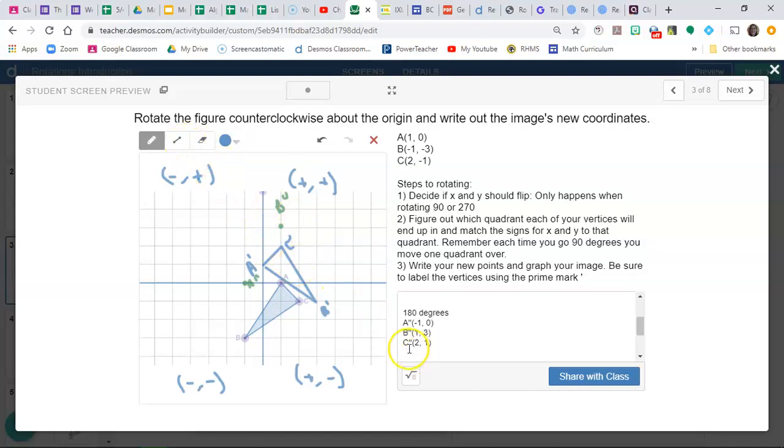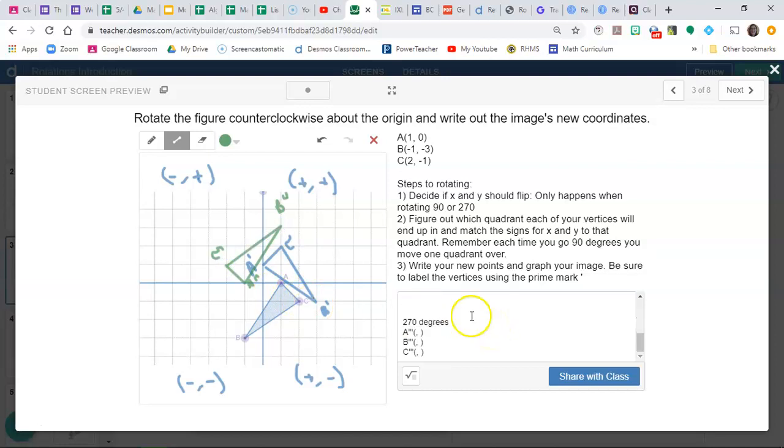Alright, and then C prime is going to end up, it's in this quadrant to start, so 90 will end up in this quadrant, 180 will be right here, so the x values are negative and the y values are positive, so I'm going to make my signs match that, and then graph. So I've got a -2 and a +1, so that'll be right here. So then I can connect my dots, and again, it is good to double check to make sure if it is not the same size and shape, then I have done something wrong and I need to double check.